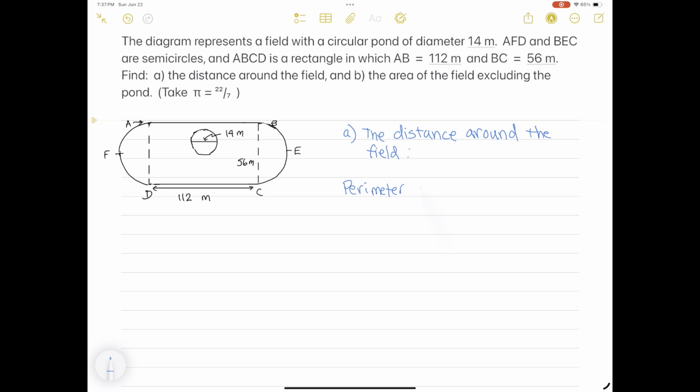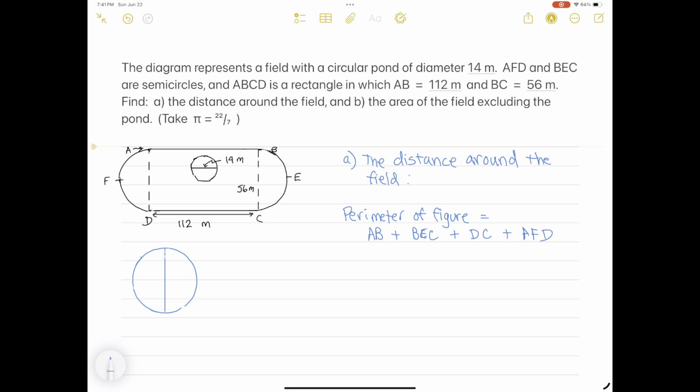If we start from the length of the rectangle, segment AB, and then add BEC, the half circle, and length DC, and the half circle AFD, we would get the perimeter around the figure. We can see from the figure that the two semicircles, AFD and BEC, add up to make a full circle with a diameter of 56 meters.